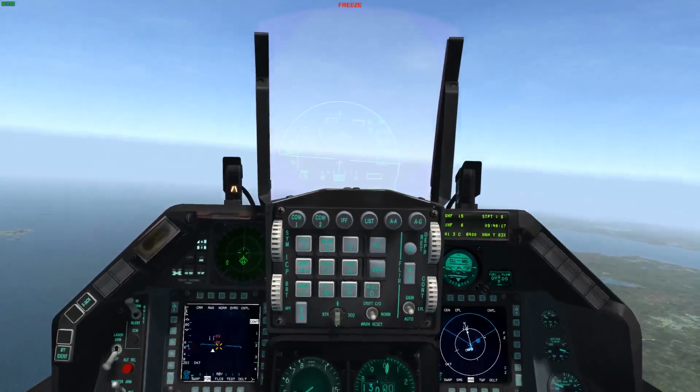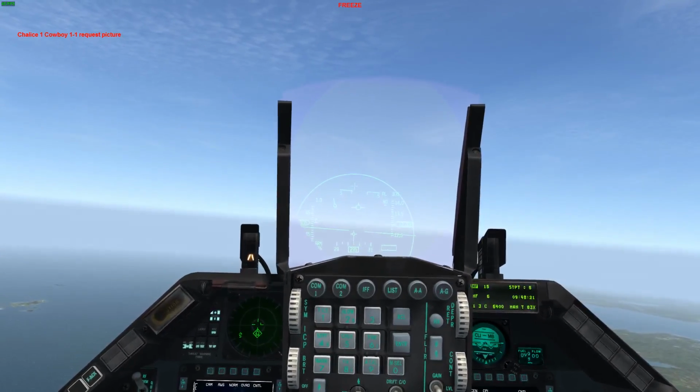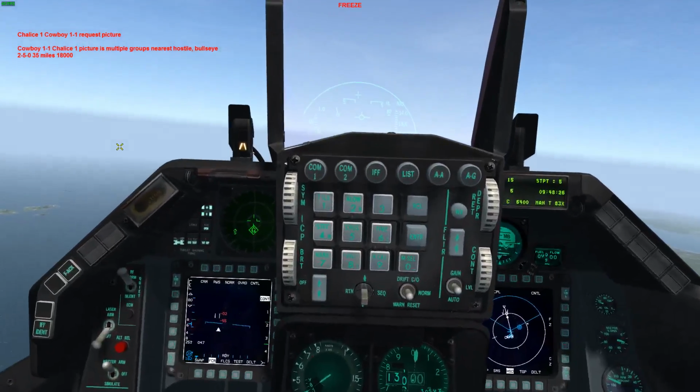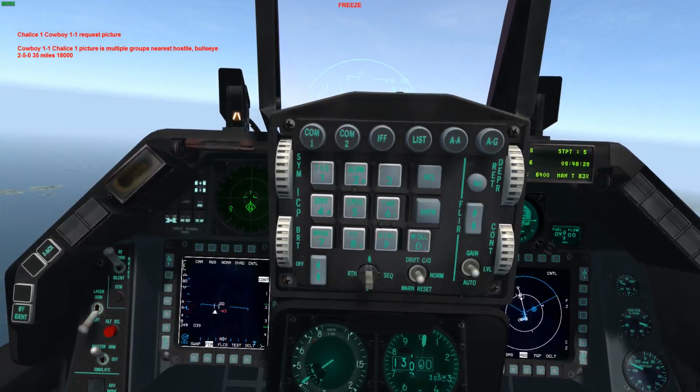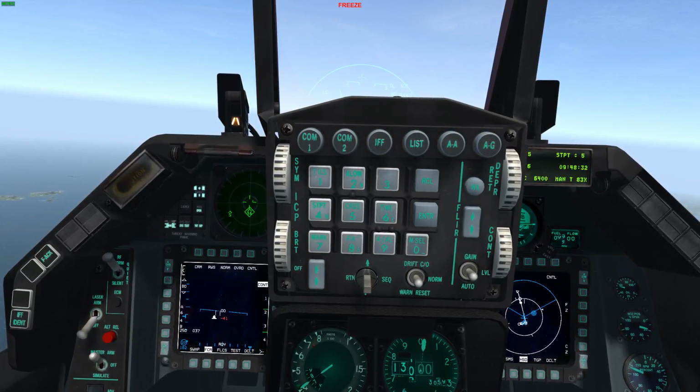Chalice 1, Cowboy 1-1, request picture. 250 for 35. 1-1, Chalice 1, picture is multiple groups. Nearest hostile, Bullseye 250, 35 miles, 18,000.